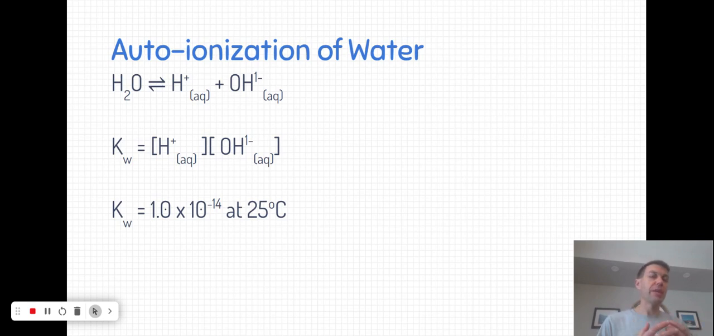And recall that when we have a very, very small number like this, that means that the equilibrium lies very heavily to the left-hand side. Or in this case in particular, that number is telling us that most of the water is unionized and there's a very small concentration of the hydrogen and hydroxide.